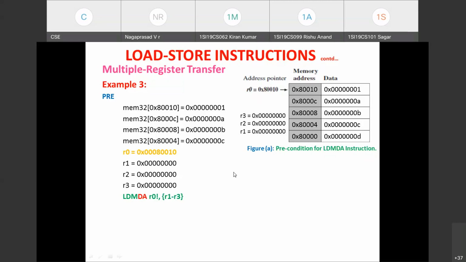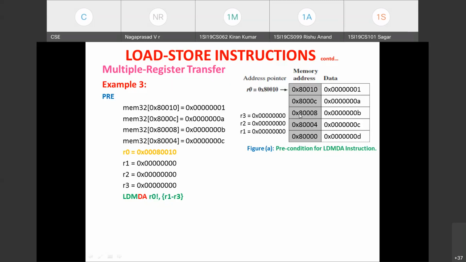The same thing happens in this example. Since we have used the decrement after addressing mode, whatever data is fetched from the address held in R0 will be transferred to which register? It is the R3 register. Okay, so it first transfers it into R3, and the pointer R0 will be decremented by 4. So it will be pointing to 800C. Next, it fetches the data at address 800C. That will be transferred to R2 register, and then it decrements the pointer R0.